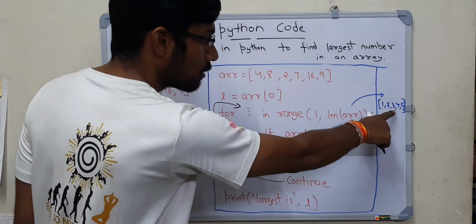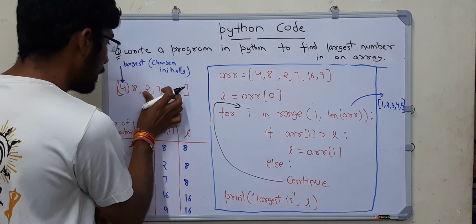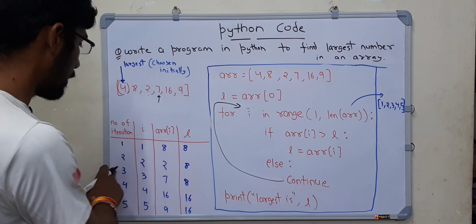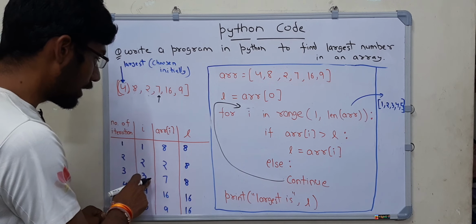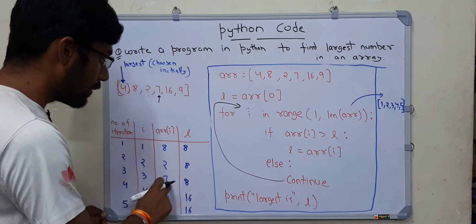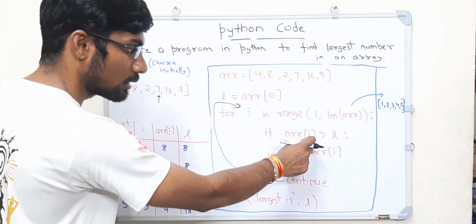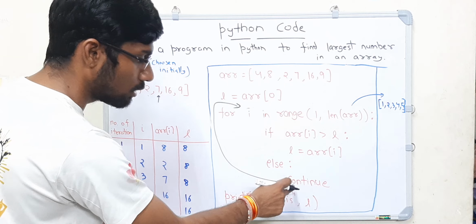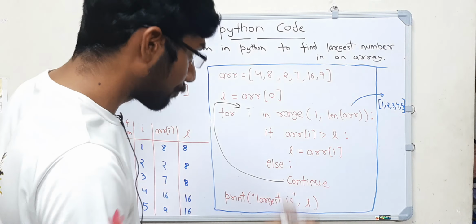In the third iteration I will take value 3, which is index 3. At index 3 my element is 7. So 7 is greater than 8? This is false, so this will not work. Again it will come to the else part. It will continue to the fourth iteration.